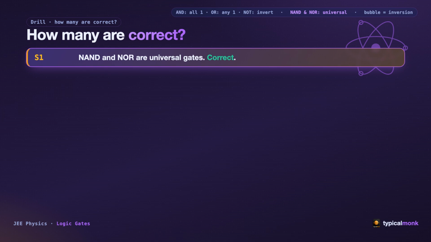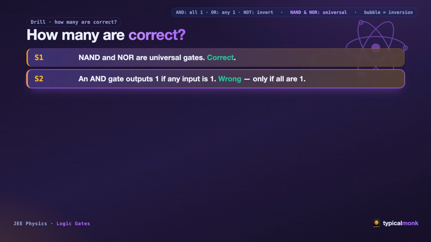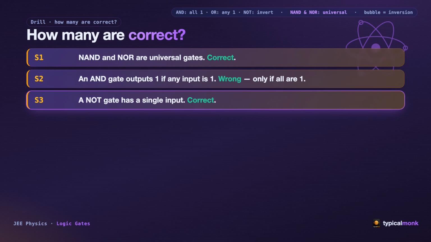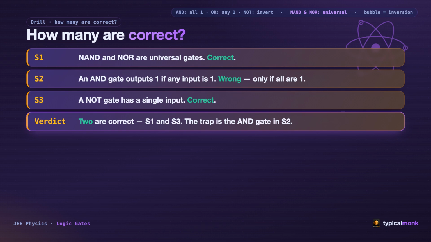Now, how many of these statements are correct? Statement 1. NAND and NOR are universal gates. Correct. Statement 2. AND gate outputs 1 if any input is 1. Wrong. Only if all the inputs are 1. Statement 3. A NOT gate has a single input. Correct. So the answer, 2 are correct. Statements 1 and 3. The trap is the AND gate in statement 2.